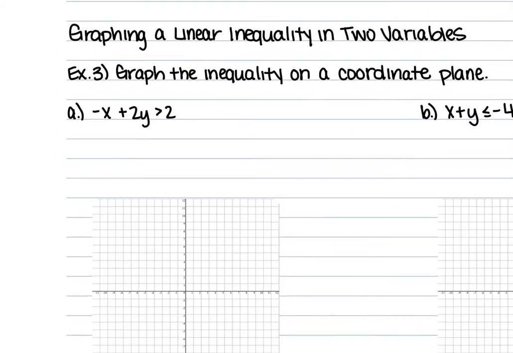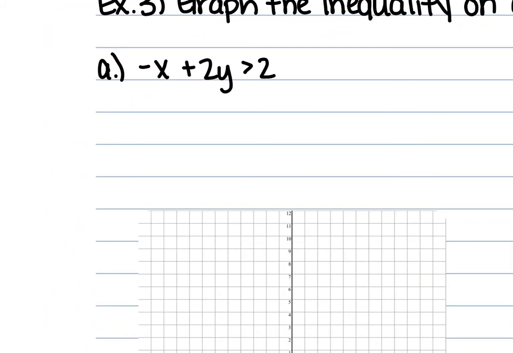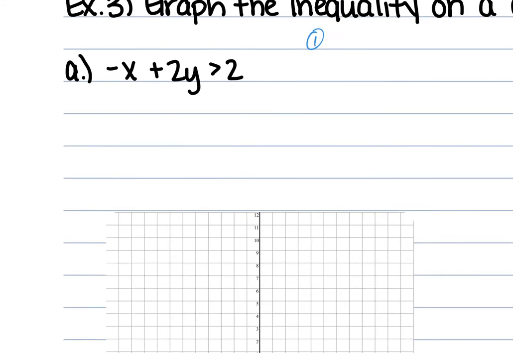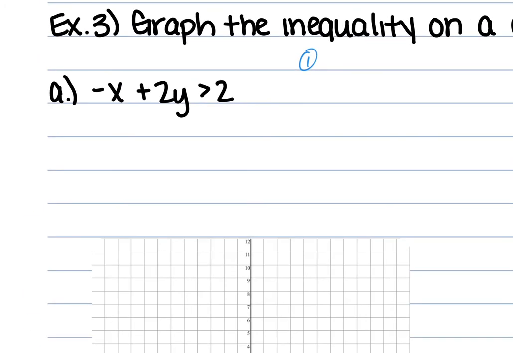So we're going to graph the inequality in a coordinate plane. Okay, we've got -x plus 2y is greater than 2. First things first, same 3 steps. What do we do first? Change it to an equal sign. So -x plus 2y is equal to 2. And just like Andrew said, change it into slope intercept form.